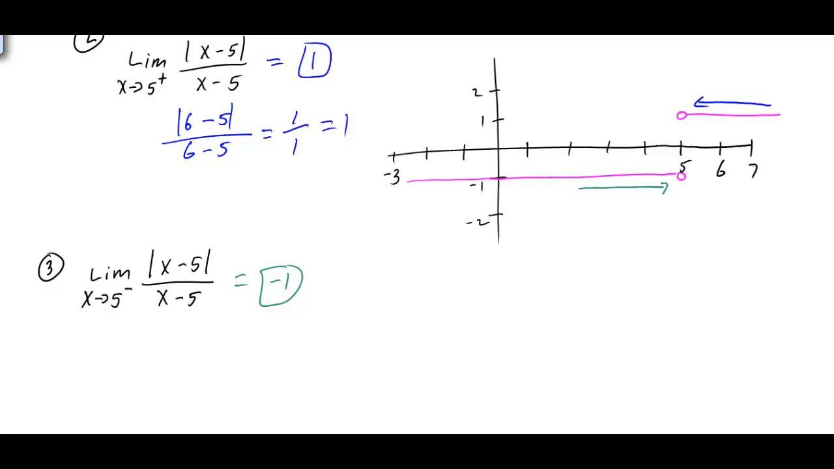Well, algebraically, if we were to pick values less than 5, as we get closer, we could think of picking a 4, and if we plug in a 4, we would have the absolute value of 4 minus 5 over 4 minus 5. On top, 4 minus 5 is a negative 1, but the absolute value would make it positive 1, and then on the bottom you get 4 minus 5 as a negative 1, and 1 over negative 1 shows you that your limit would be negative 1.